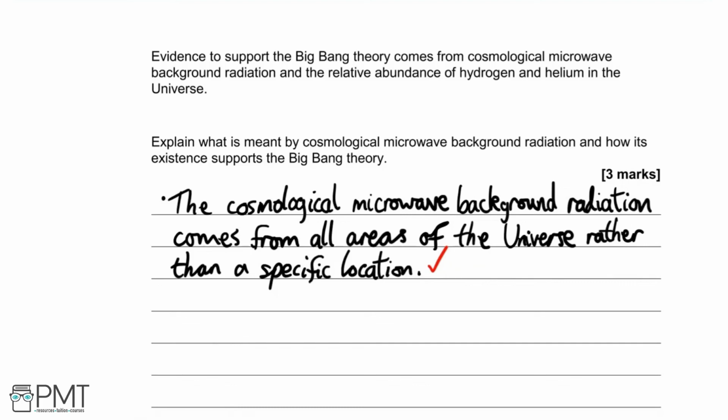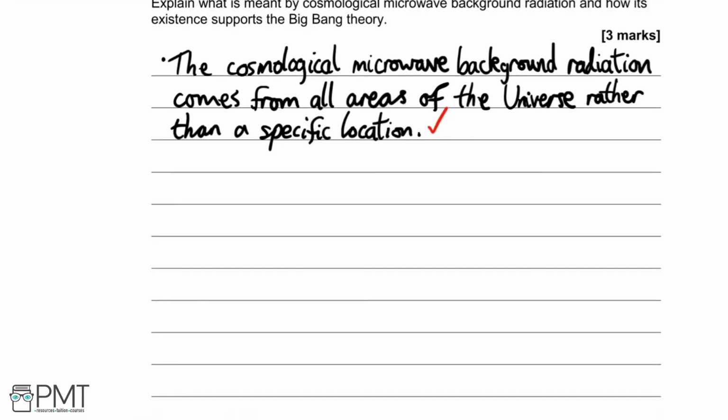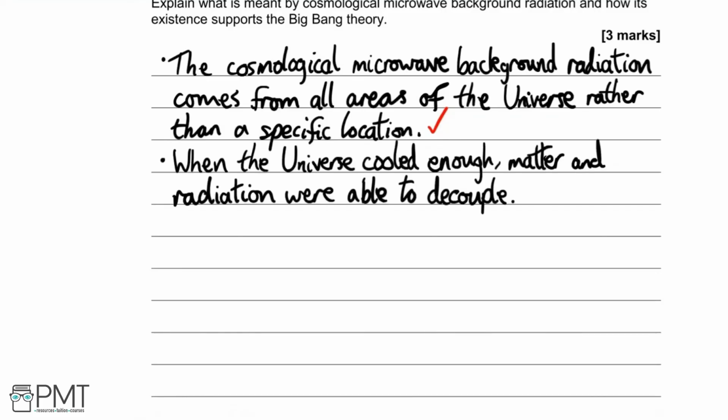We know this because when the Big Bang happened, the universe expanded from one point, so the radiation that existed has always been in all parts of the universe and is expanded out with the universe. But it's that expansion that's going to get us our second and third marks. When the universe cooled enough, matter and radiation were able to decouple, and this is where that radiation comes from. But we should also mention that protons and electrons were able to join together to form atoms.